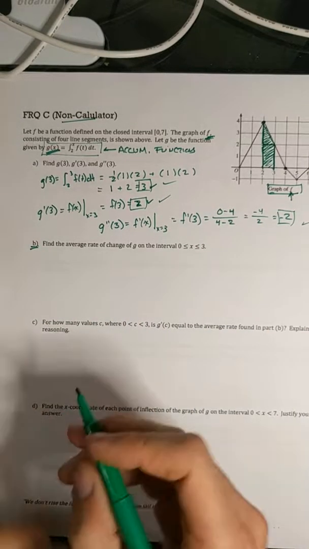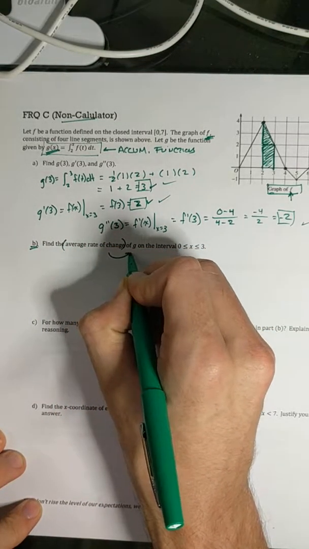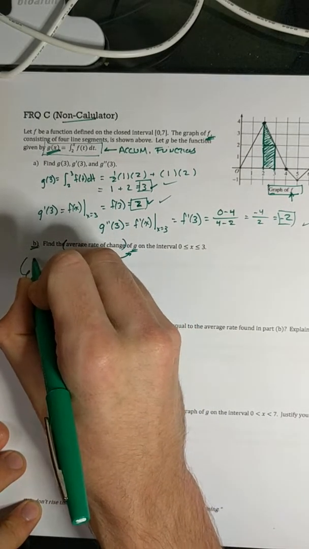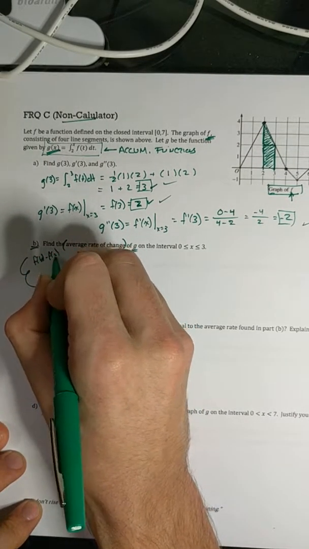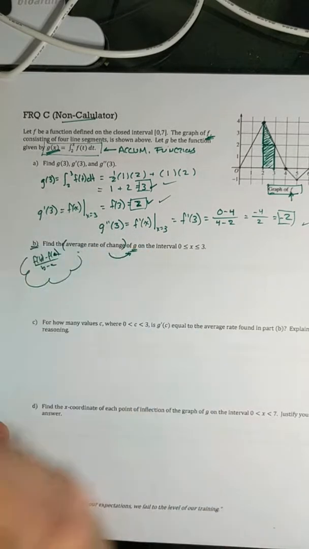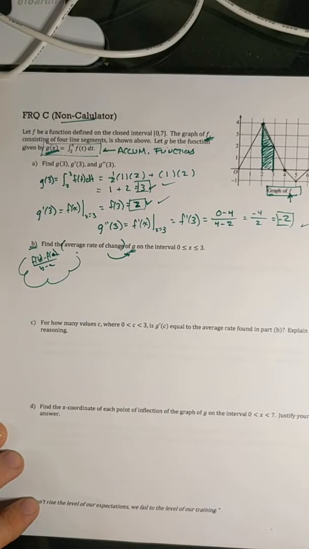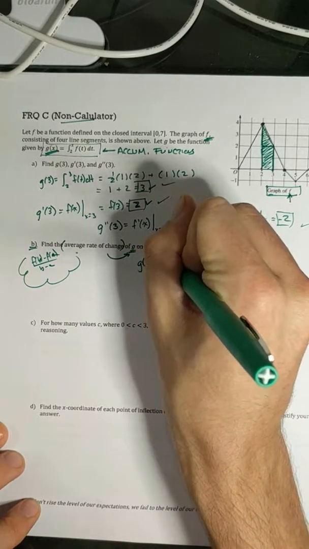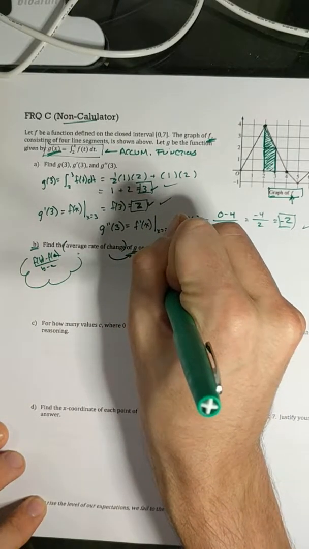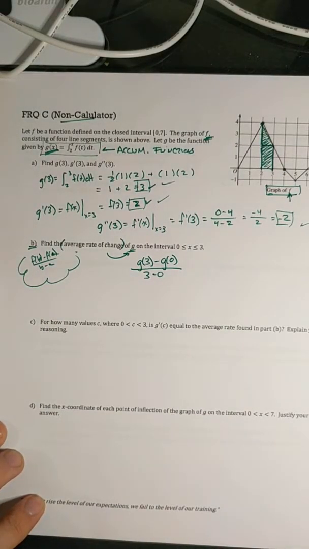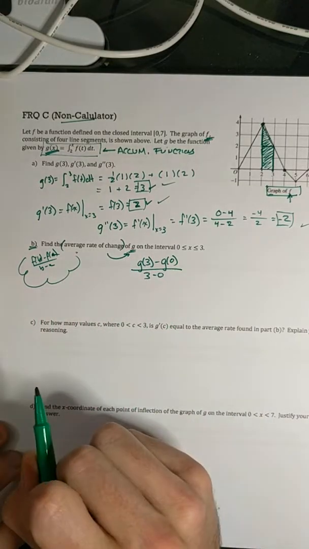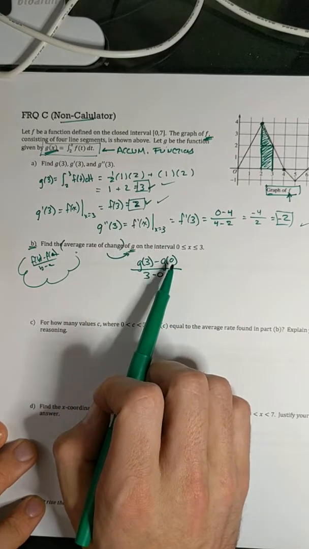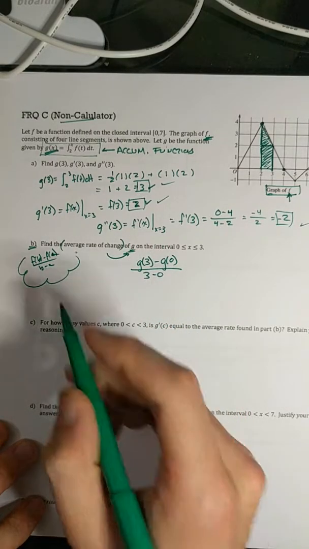Find the average rate of change of g. Well, I know my average rate of change formula is f of b minus f of a over b minus a. So if I apply that to g, I get g of 3 minus g of 0 over 3 minus 0. Well, I know g of 3 I already have from up here conveniently. So I need g of 0, and then the denominator is easy. So let's find g of 0.